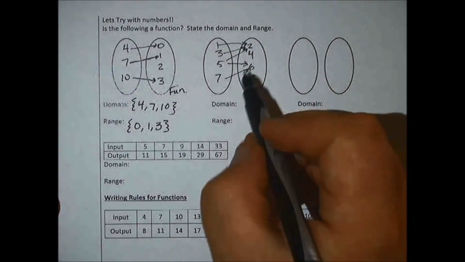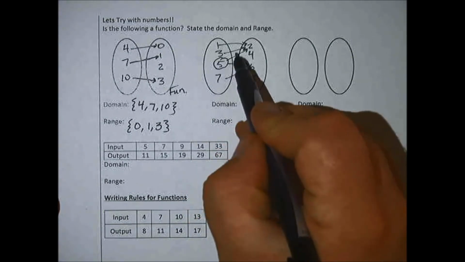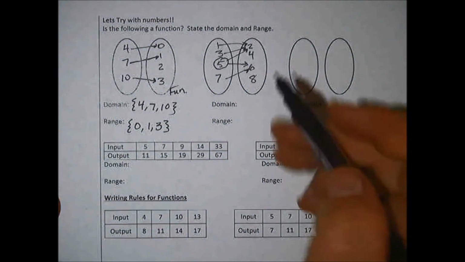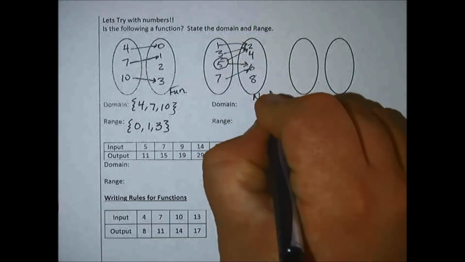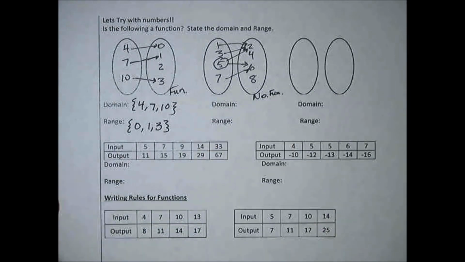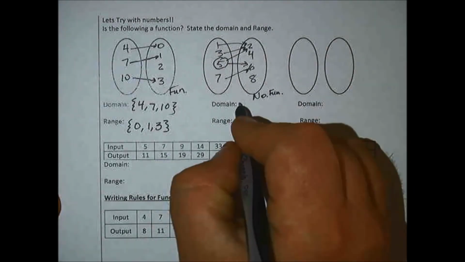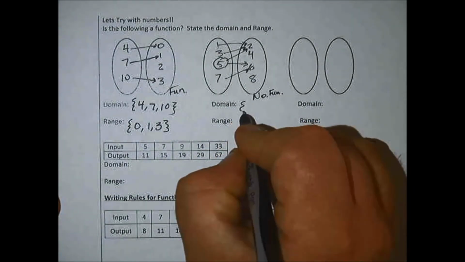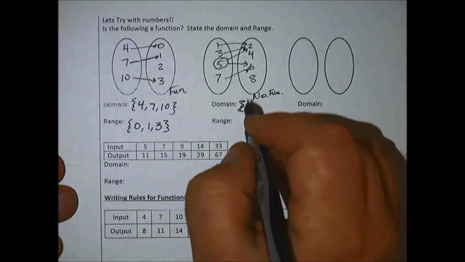Well, if you notice there, I had 5 with 2 branches off of it. That's not okay. That 5 is not going to have fun. So no fun. Even though it's not a function, we still have to worry about domain and range.